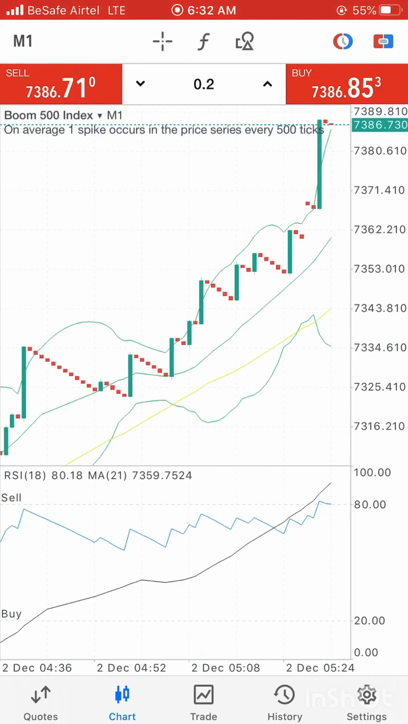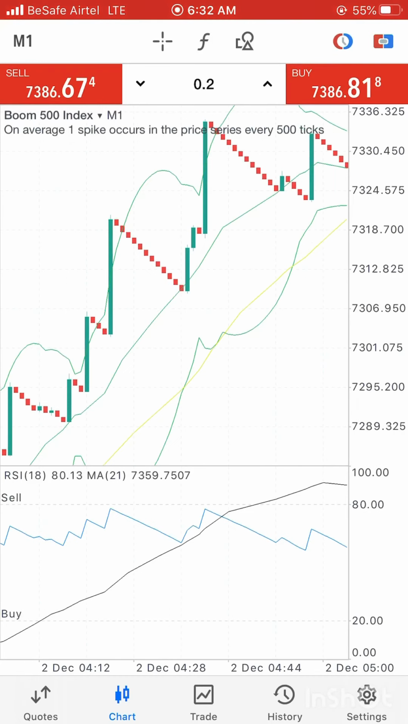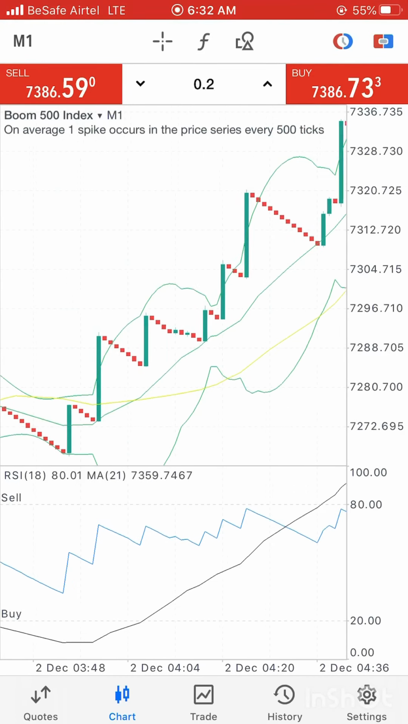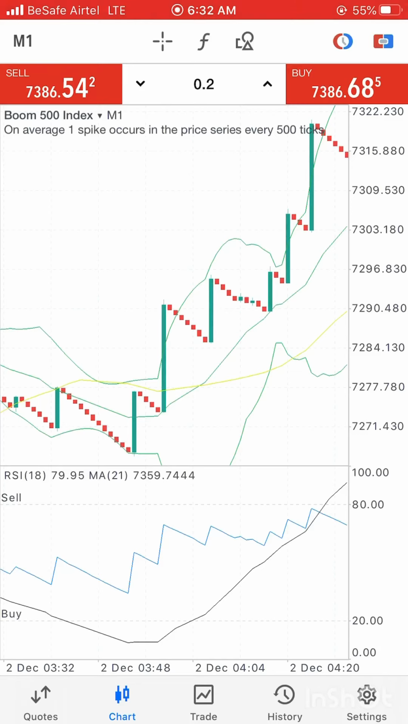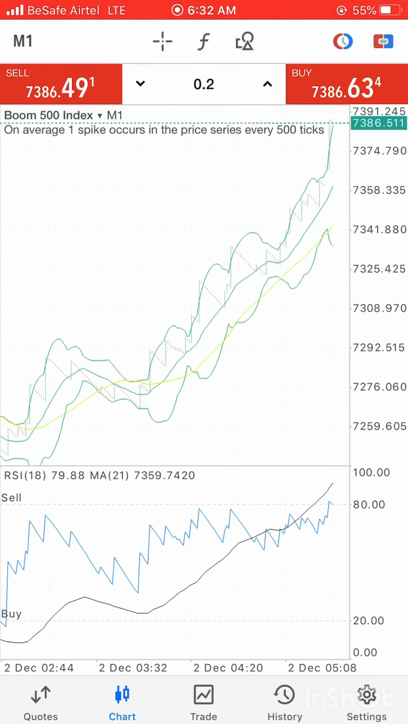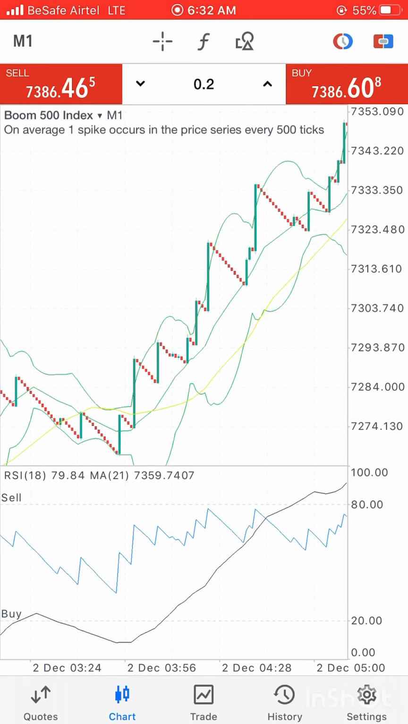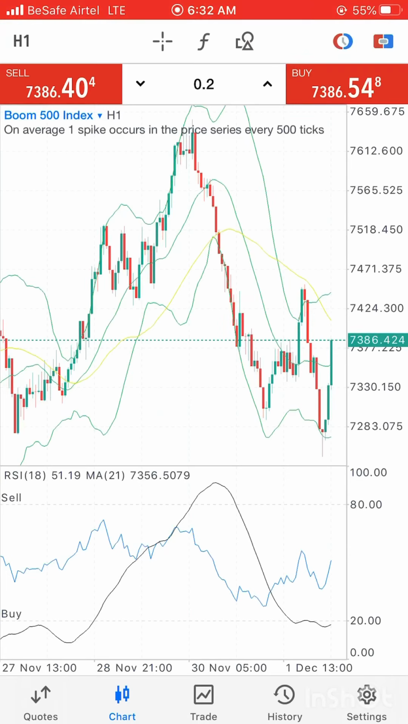Now, having said that, the first thing you should take note of is this. Like I said before, you trade on boom on uptrend. As you can see here, this market is already on uptrend. It's going up. It was on downtrend before.